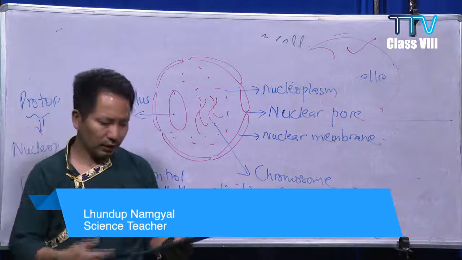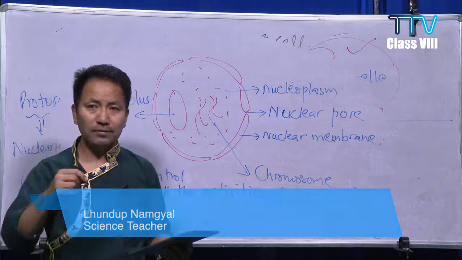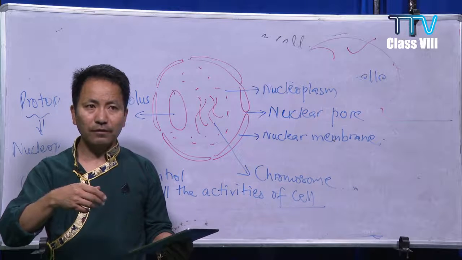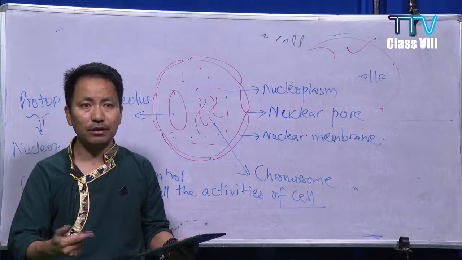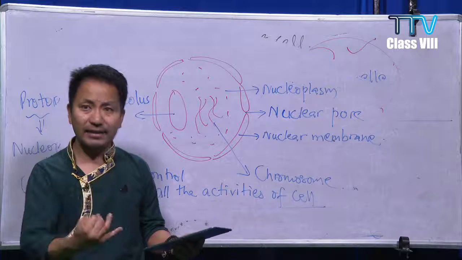So the types... they could be, if we start categorizing the cells, there could be many different ways of categorizing a cell on the basis of their shape, on the basis of their number, on the basis of their existence.